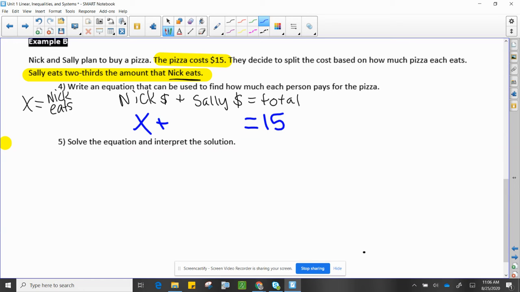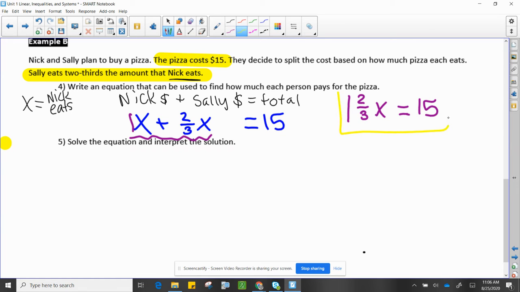So now it says Sally eats 2/3 the amount that Nick eats. Well, if Nick is X, 2/3 of that would just be 2/3 X. And there we go. We did the hard part. We set it up. Now, we could combine those like terms. Think of that as a little 1 in front. So if you have 1 plus 2/3, you have 1 and 2/3 X. And that's going to equal 15. Okay, there's our equation.